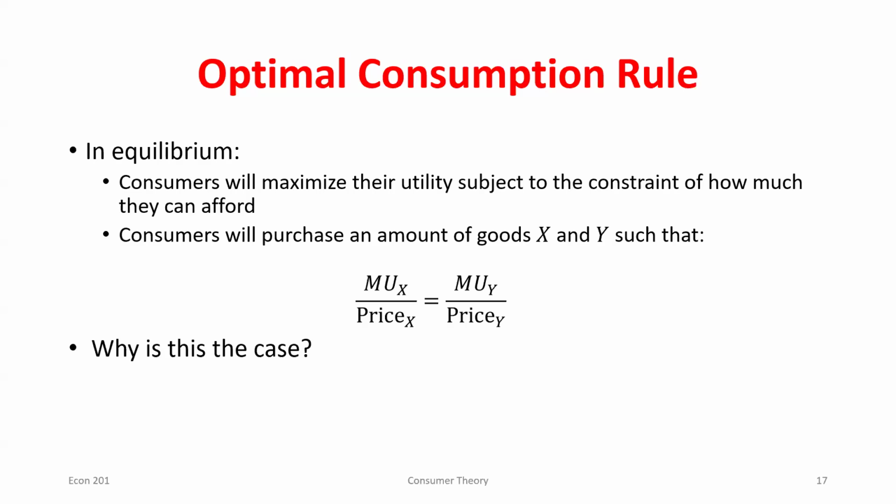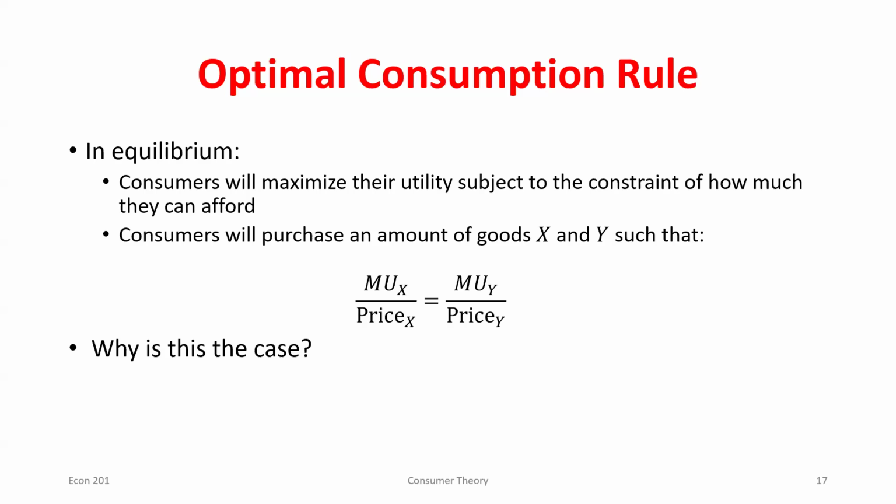If we ever accidentally went past that point, now there's an incentive to switch to the other good, and we'll always eventually, in the long run, get to that equilibrium where our marginal utility per dollar we're spending on both goods is exactly the same. We have no more incentive to buy more or less of either. We're going to have the same additional utility per dollar we're spending. Okay. Any questions on this idea?